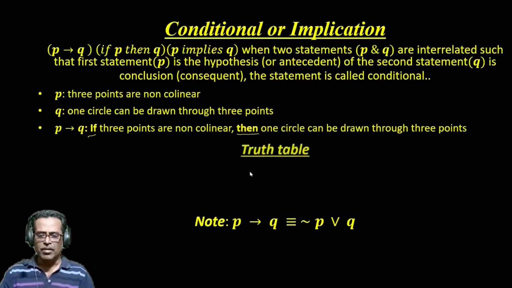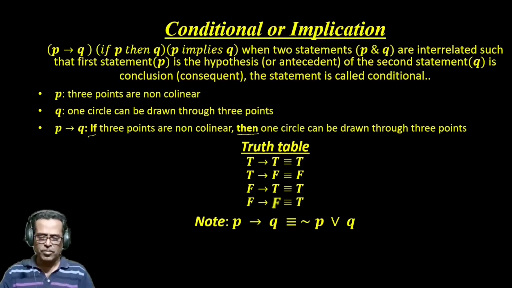Now, truth table. If antecedent is true and conclusion is true, then the statement is true. If antecedent is true but conclusion is false, then it will be false. Next, antecedent is false but conclusion is true, then it will be true. And if both are false, then it will be true. And P implies Q, its equivalent expression is not P or Q. This is very important.